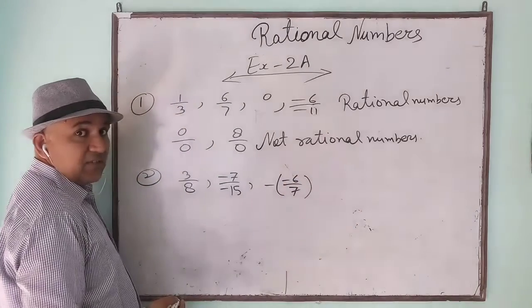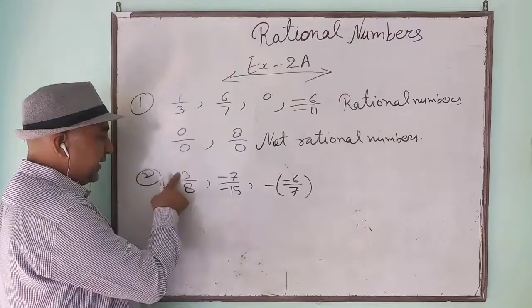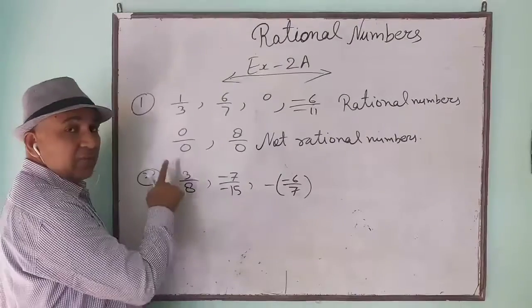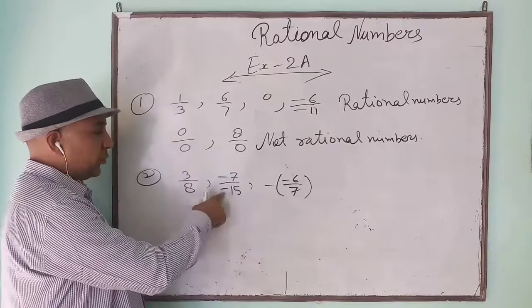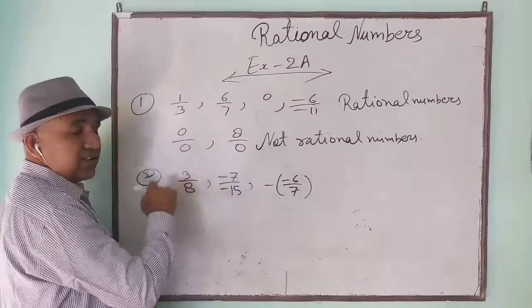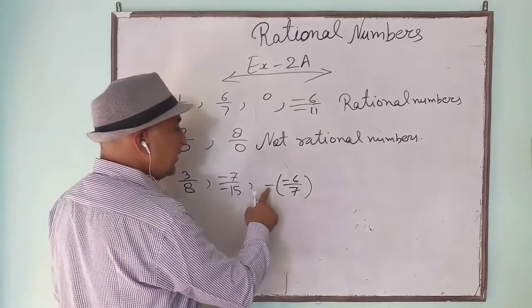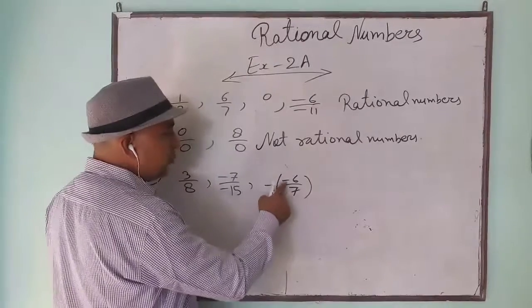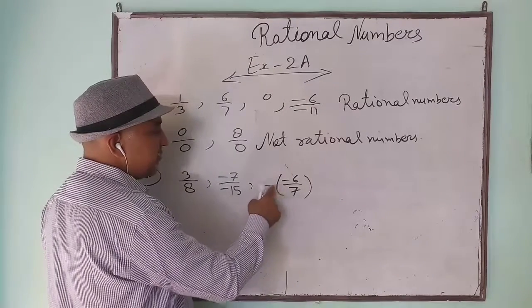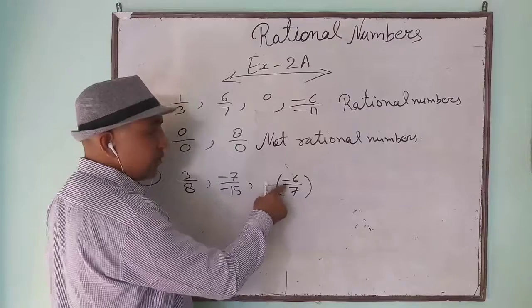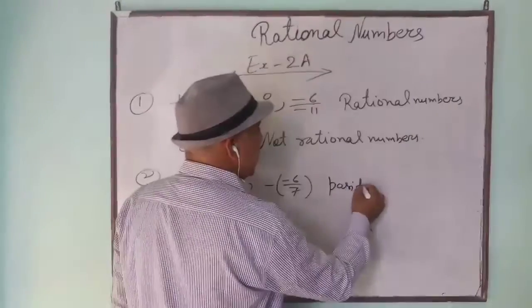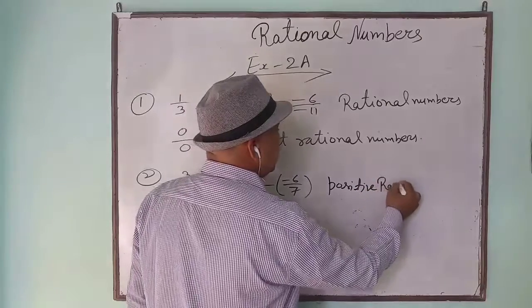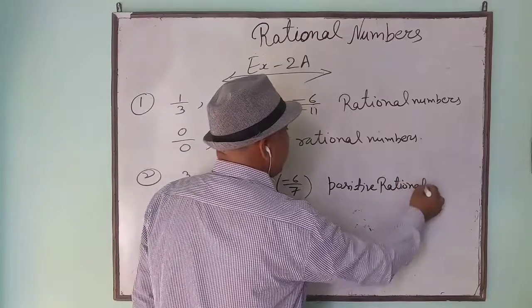-6/7. See this one. 3 and 8 both are positive, so it is a positive rational number. Numerator, denominator both are negative, both have the same sign, so this is a positive rational number. Here minus into -6/7. These minus and minus are multiplied, so it will become positive. So that means all these are the positive rational numbers. Any doubt?